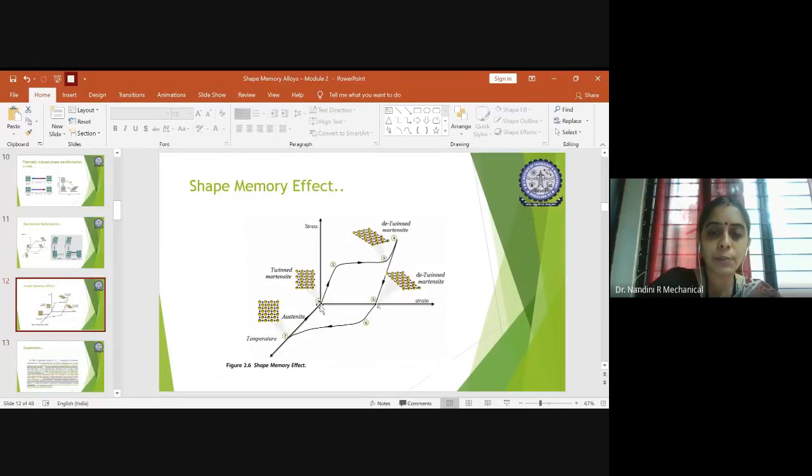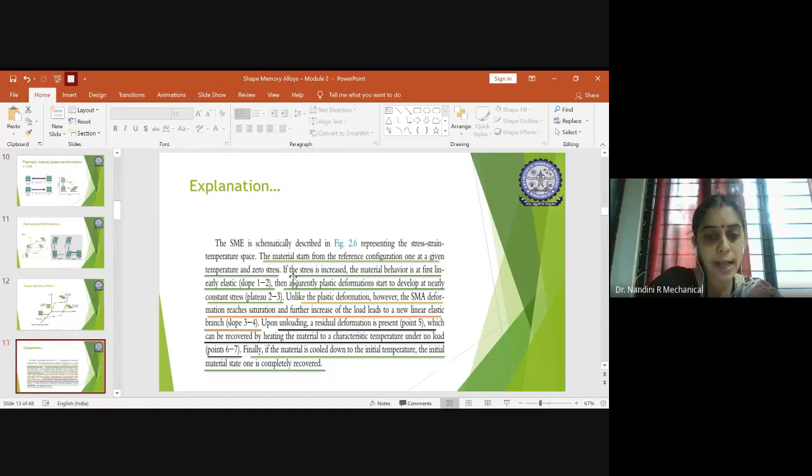Now the material starts moving from 1 to 2. So you have a slope from 1 to 2. So what happens here?